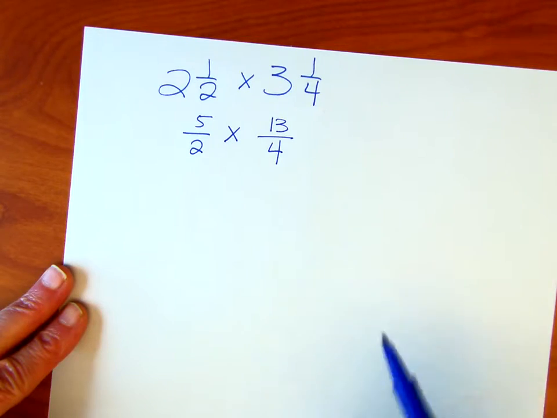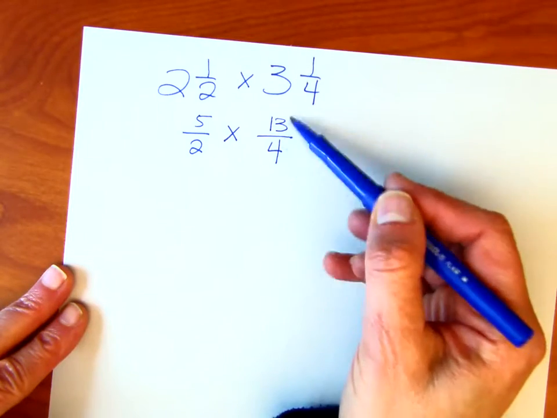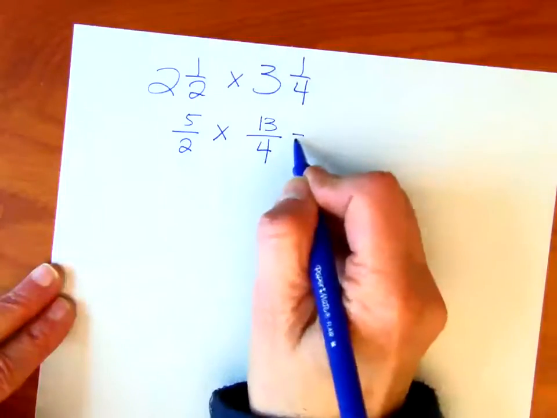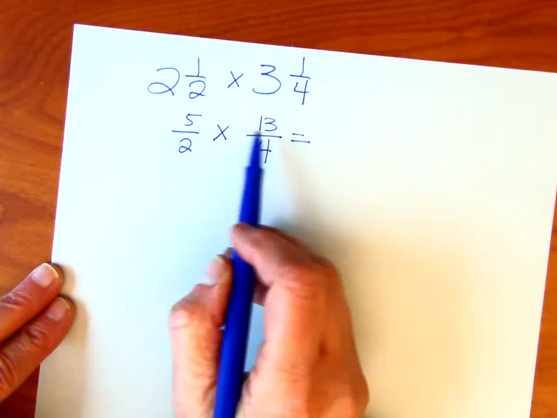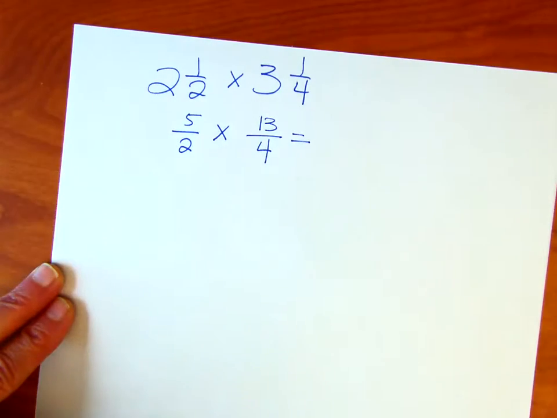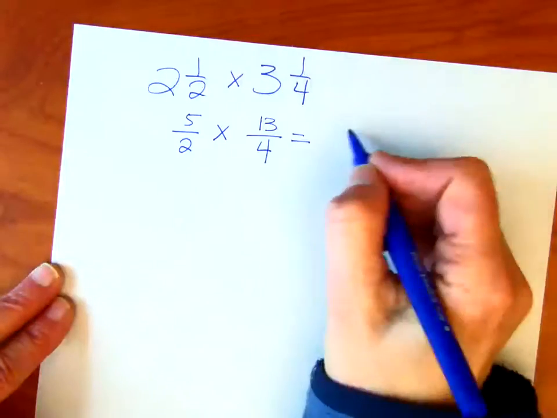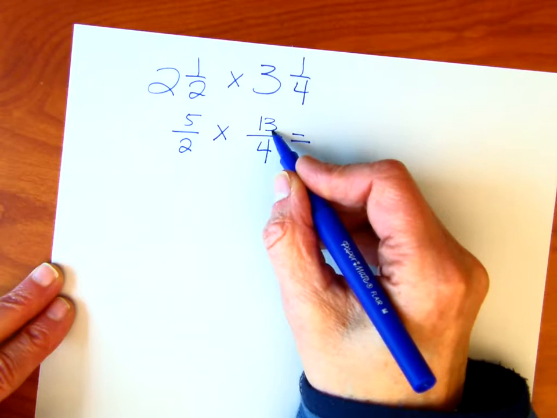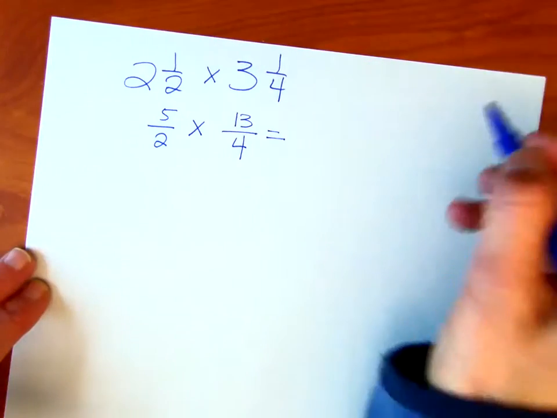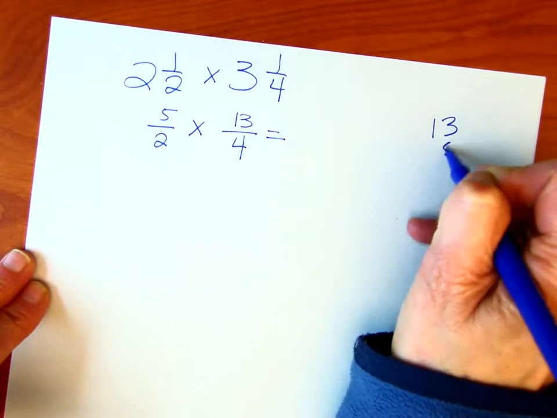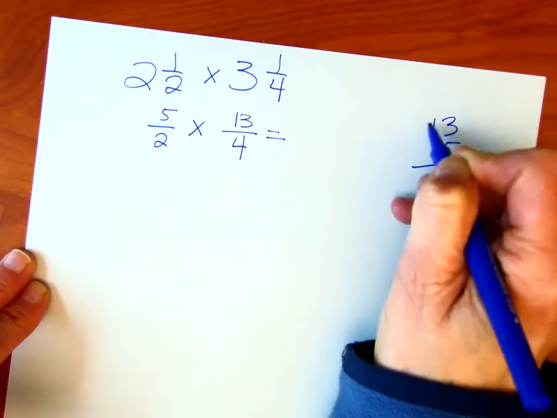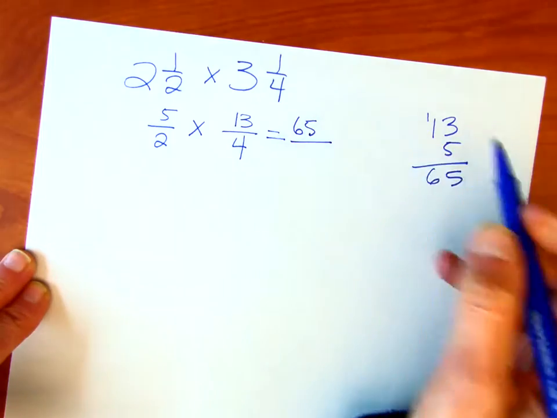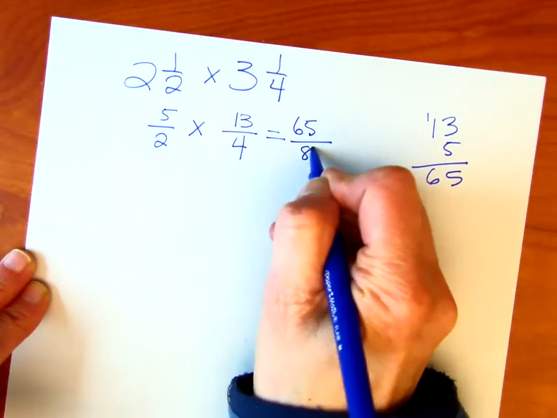Now, can I reduce? Doesn't look like I can reduce here, nor does it look like I can do it diagonally as well. So I'm going to just multiply straight across. 5 times 13. Let's see. So I know that 10 times 13 is 130, so a half of 130 I believe would be 65. But you know, you could always do some little math on the side just to double check. So 65. And then of course 2 times 4 is 8.